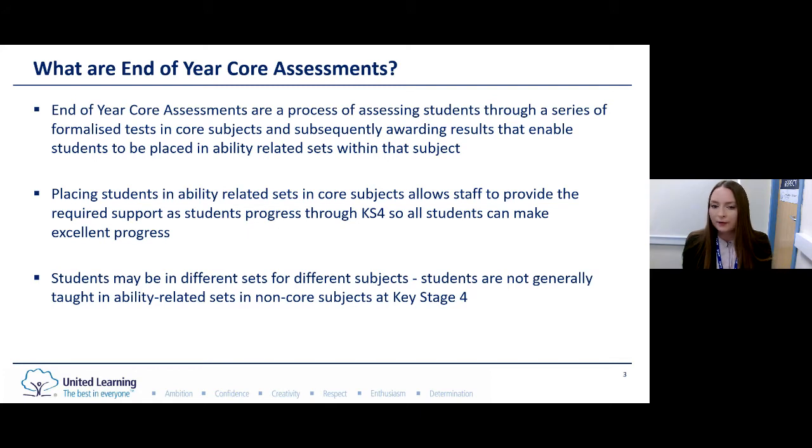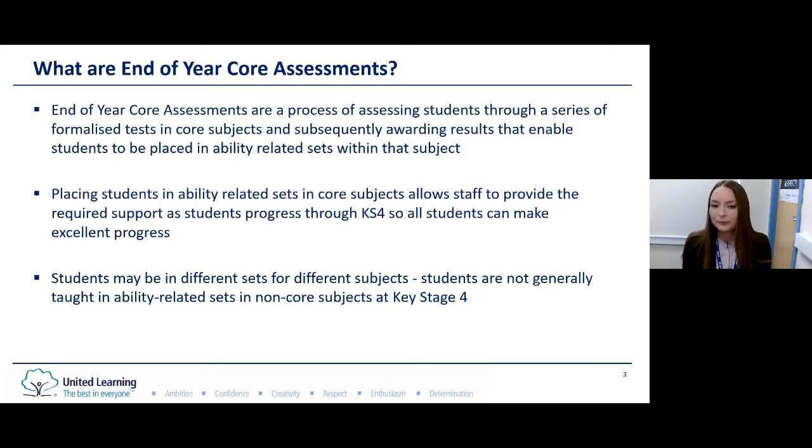So this is really different to the rank order assessment process that students will have undergone throughout their Key Stage 3 years or very recently. This will be setting within core assessments and placed in ability related sets within those core subjects. This means that they may be in different sets for different subjects.